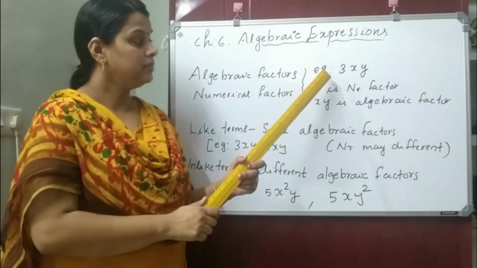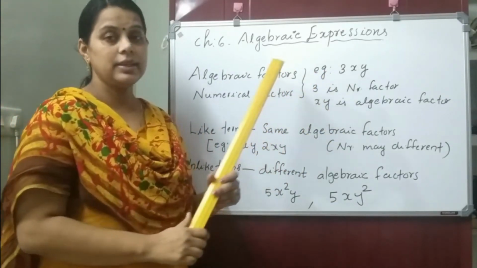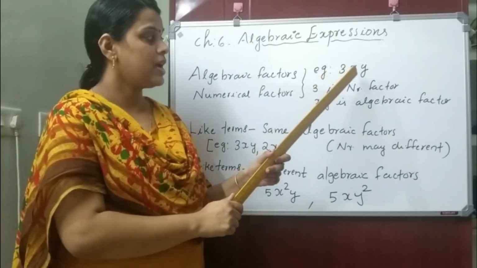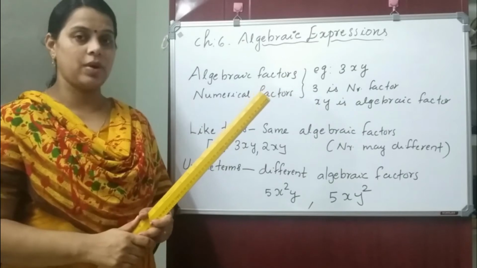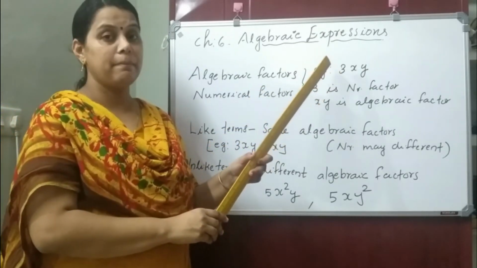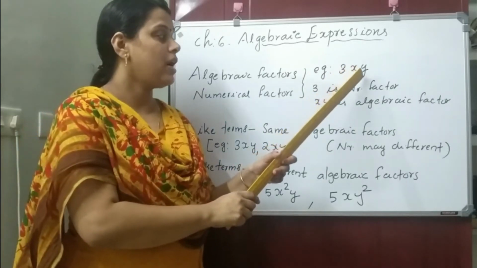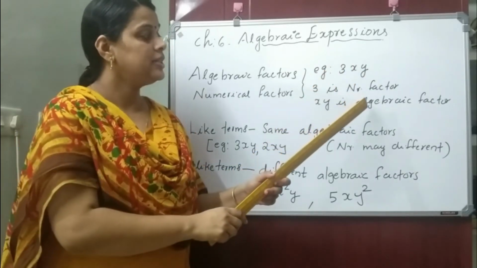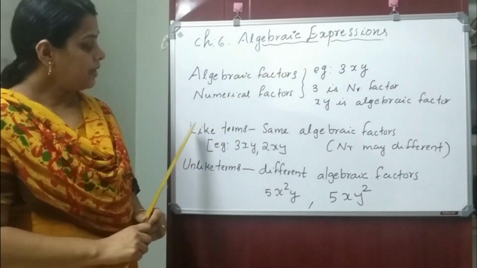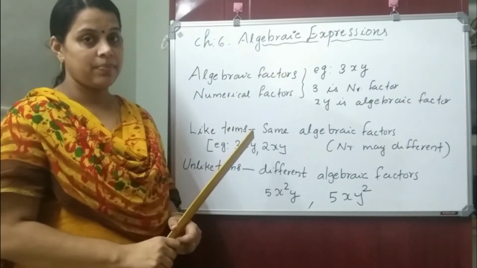For example, 3xy is a term. We know 3, x, y are the factors of 3xy. 3 is a numerical factor, that means it's a number. Then x and y are called algebraic factors. Okay? Then what are like terms?